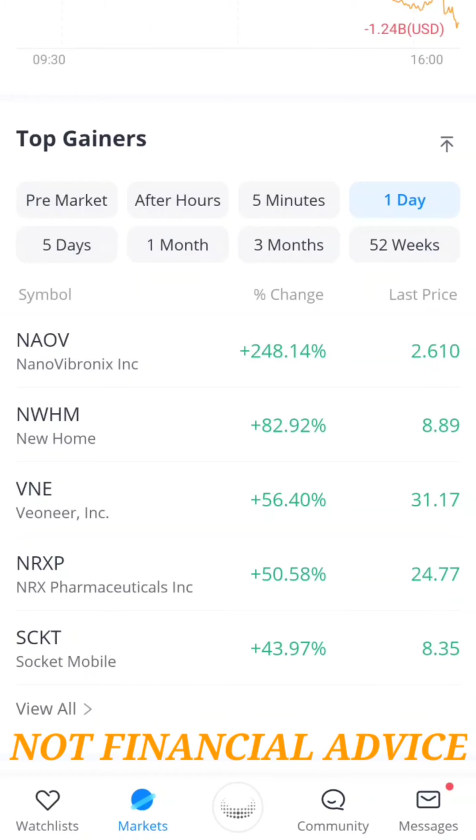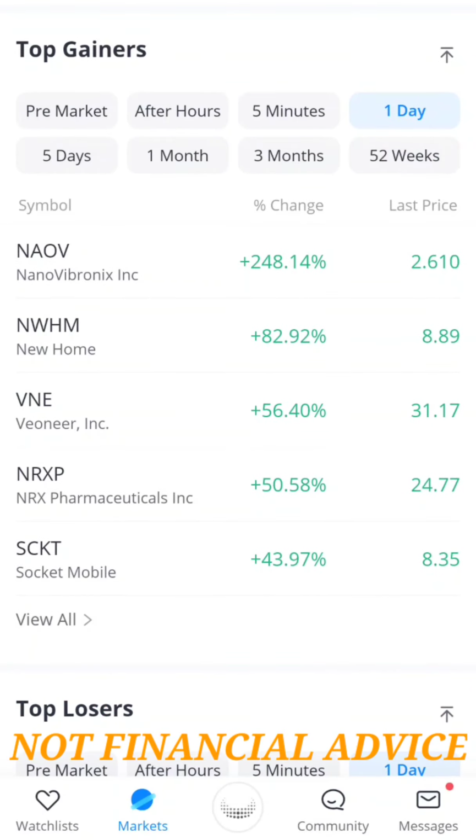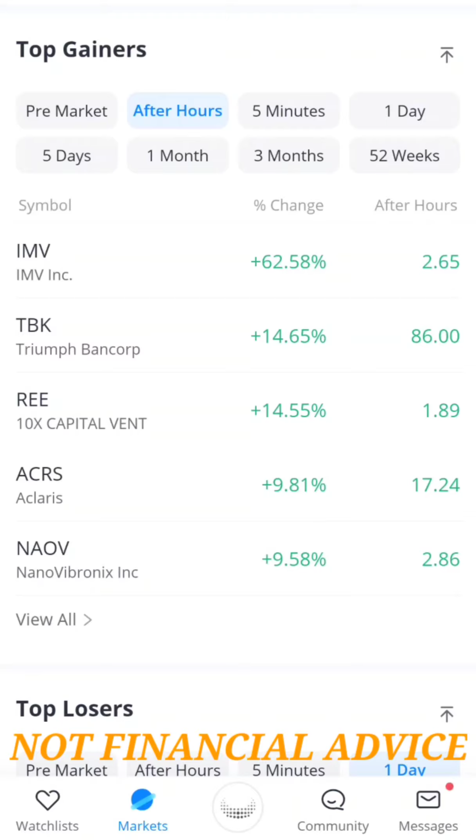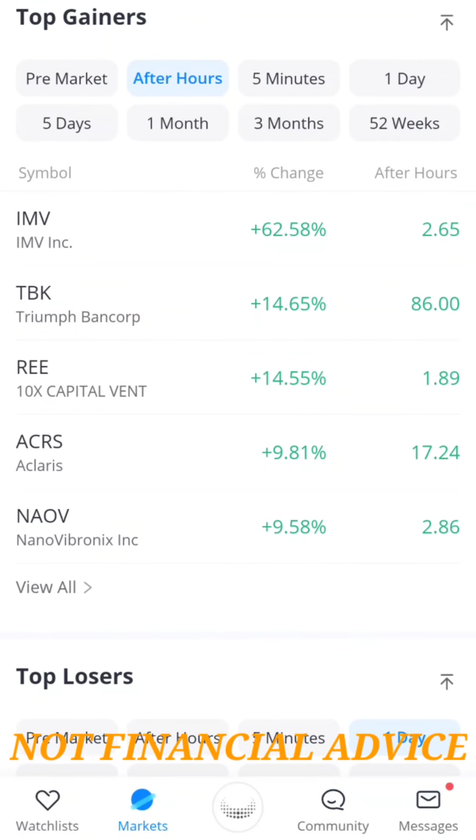This is basically what I look at all day, every day. Before the market opens, while the market's open, after it closes. Look at after hours. You see stuff is moving up. It'll help you see stuff that may be ready to move the next day.